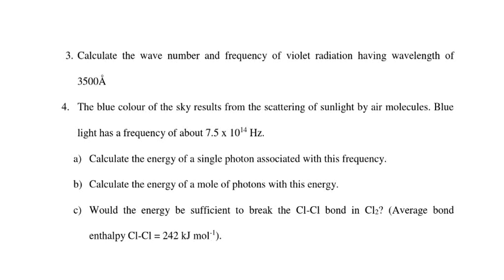Okay, so we have question 3. We need to determine the wave number and frequency of infrared radiation having the wavelength of 3,500 angstrom. Angstrom may be new to you, but one thing that you need to know is one angstrom is equal to 0.1 nanometers. So you can see that angstrom is actually smaller than a nanometer.